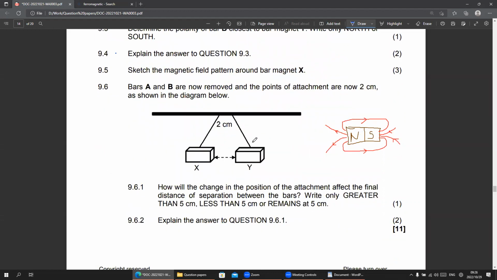I'm sure you guys are able to draw these, right? Yes, sir. Okay. So just remember the direction and make sure that the lines going out and going in don't touch at any point. If they touch, your answer is wrong. And you have to indicate the direction also.